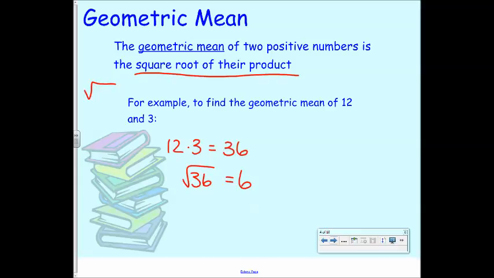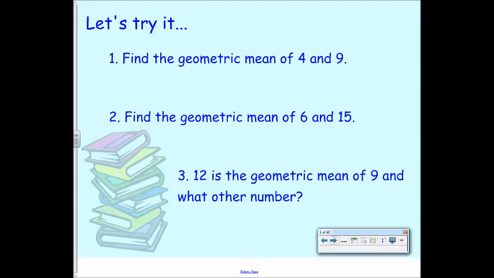What we're talking about today is geometric mean. So geometric mean, multiply them and square root it. With a geometric mean, you're only ever going to have two numbers. So I'm never going to say, like, find the geometric mean of 12, 3, and 9. You can't do it. You can only find it between two numbers. All right, find the geometric mean of 4 and 9.